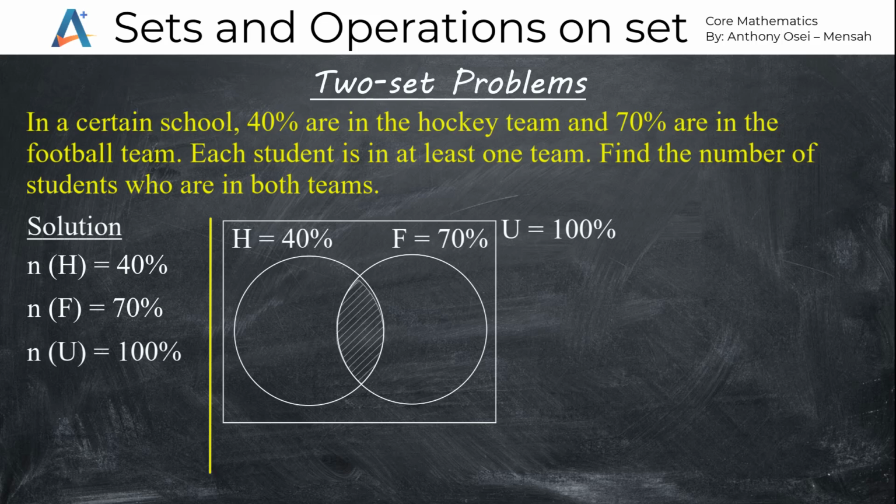Now the intersection: let hockey intersection football be equal to X. That's the number for hockey intersection football, and we represent it with the variable X.